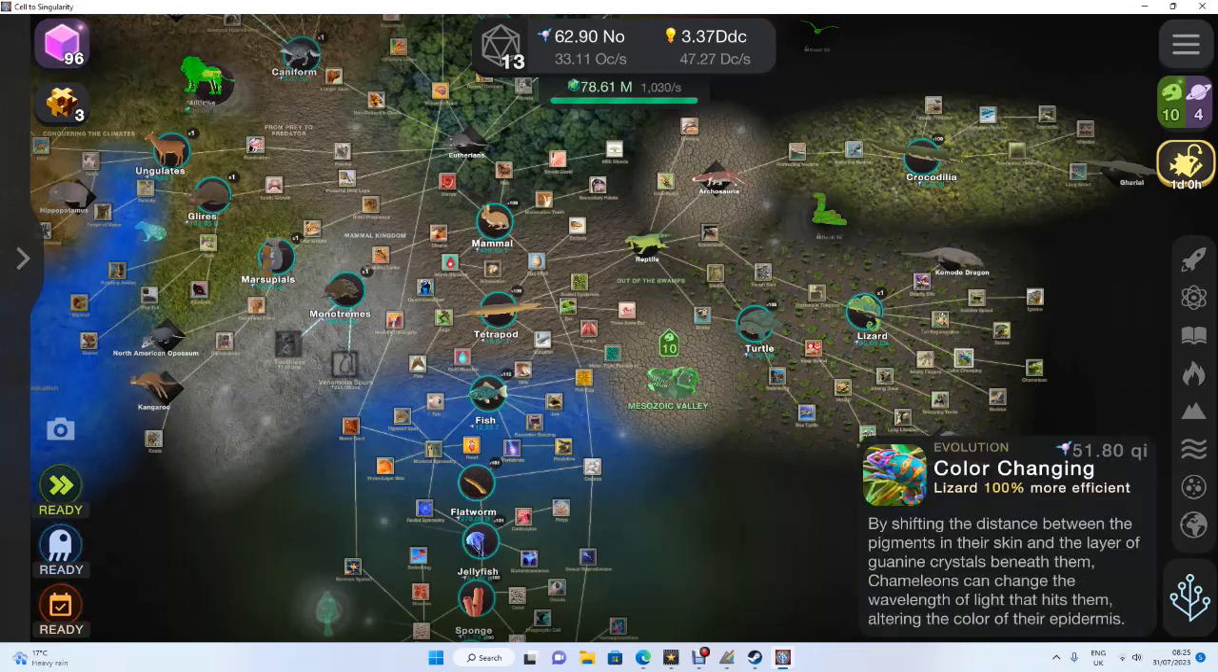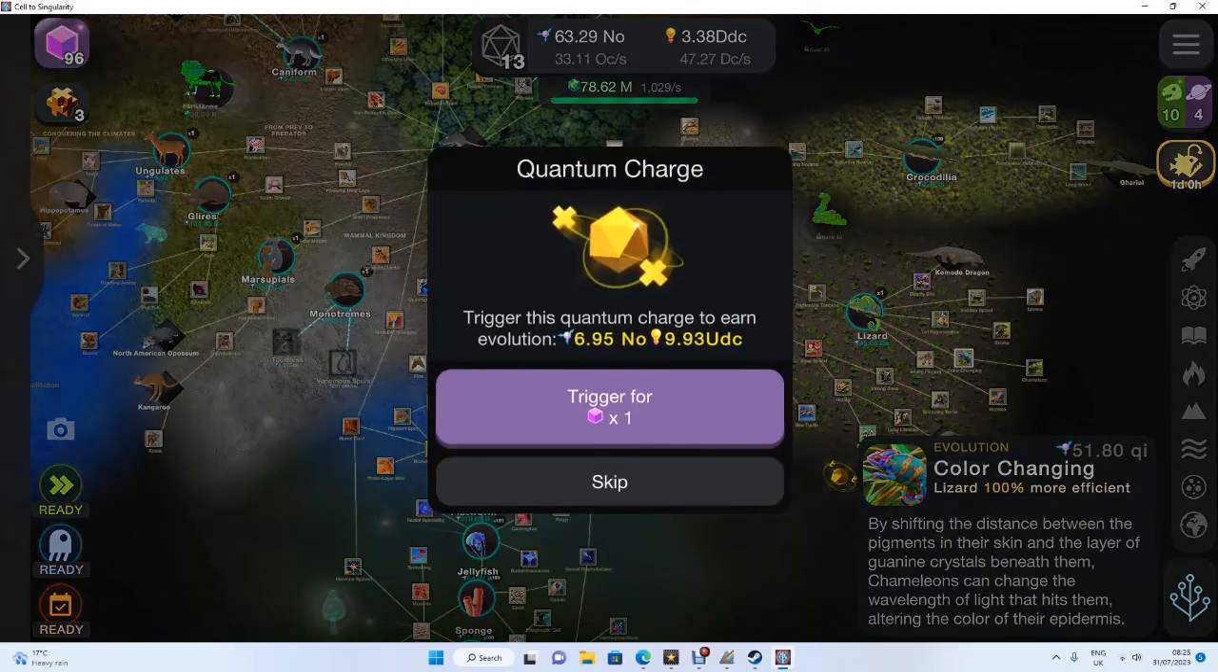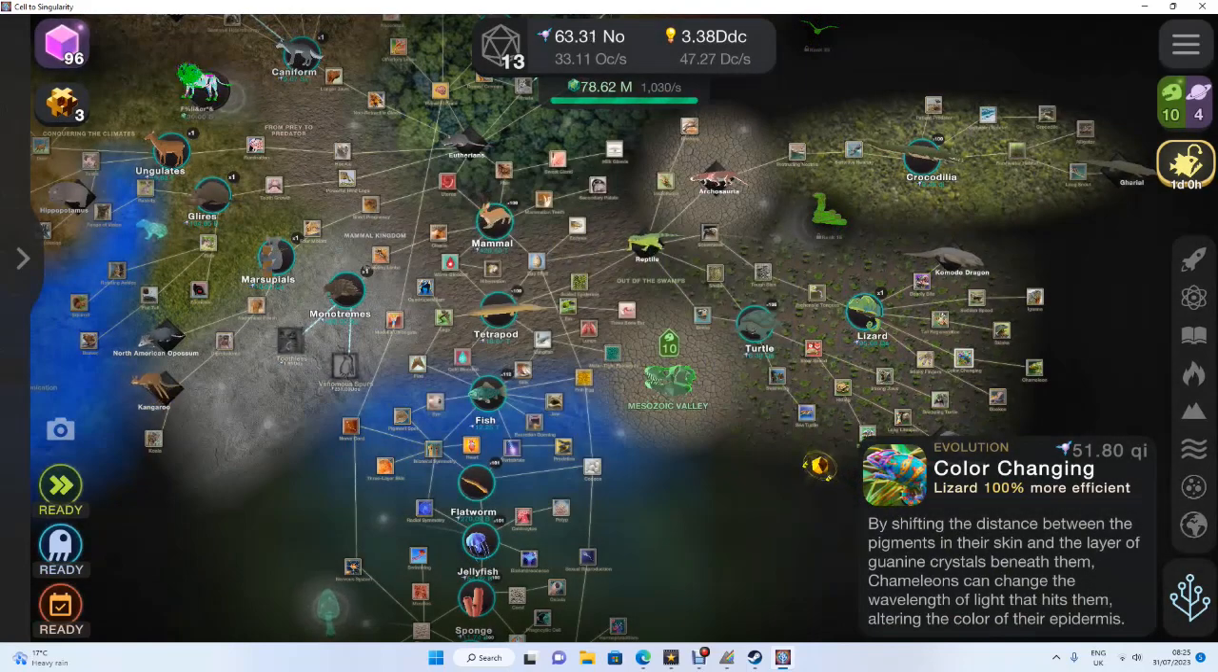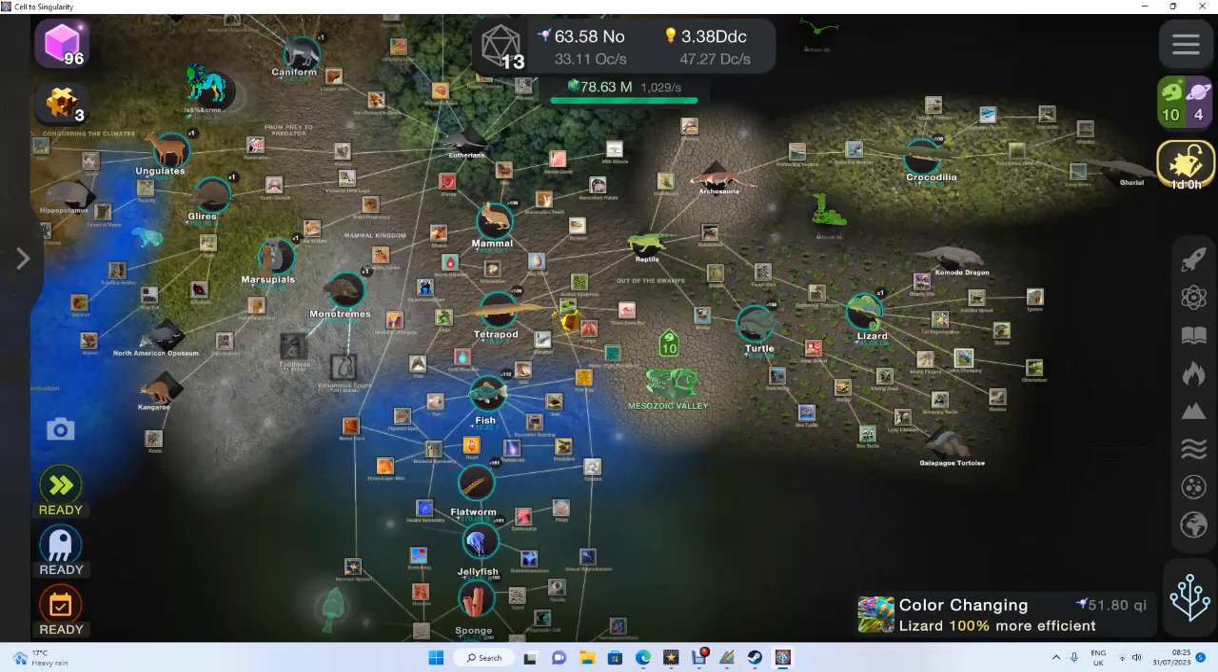Color changing. By shifting the distance between the pigments in their skin and the layer of reflective crystals beneath them, chameleons can change the wavelength of light that hits them, altering the color of their epidermis. Dope.